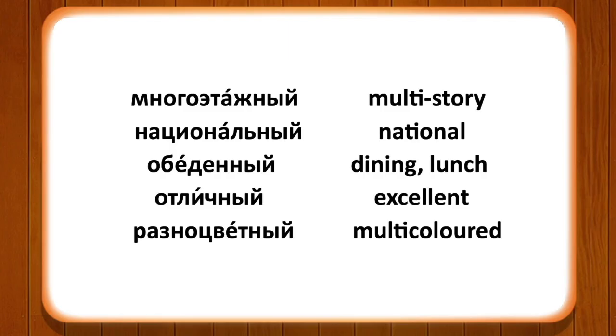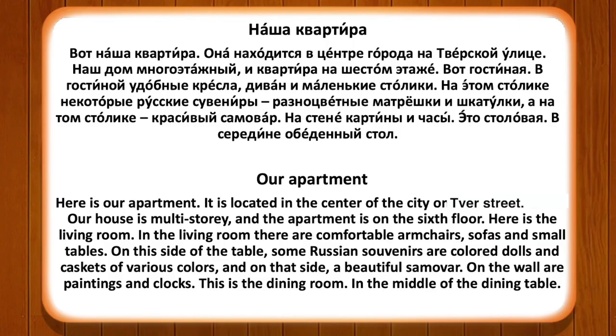Raznosvetny means multicolored. So these are some of the examples of adjectives, pronouns and nouns which we have used in the text. Now let's go to the beginning of the text again and do the analysis. Nasha kvartira, our flat. Вот наша квартира. Whenever we are understanding the noun, we are using as per the gender of it. So kvartira ends with a, means it is a noun of the feminine gender. That is why Nasha kvartira, our flat.